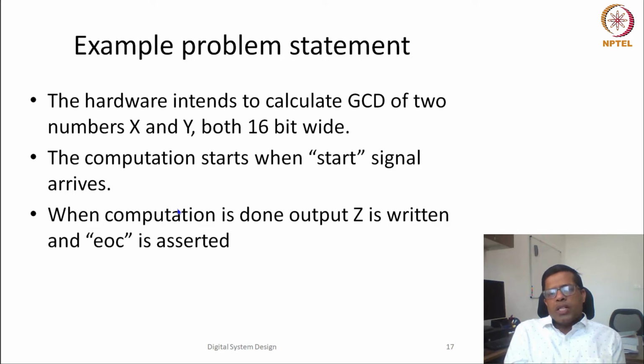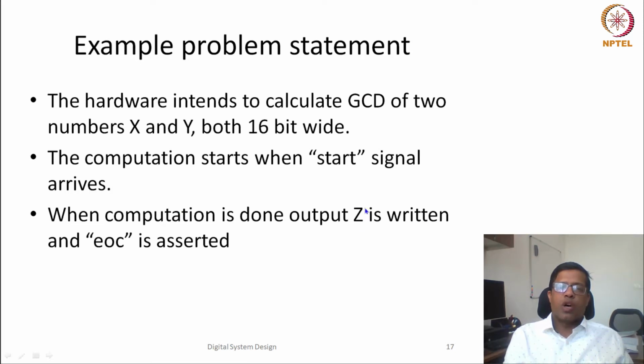Along with that, let's also say that when the start signal arrives, only then the computation will start, and whenever the computation is done, EOC, end of computation, would be asserted, that means it would be 1. Otherwise the output would be Z. Z means high impedance. So when start is there, only then the computation would start, and x and y would be taken as the input and would help us calculate the GCD, and the GCD would be written in Z.